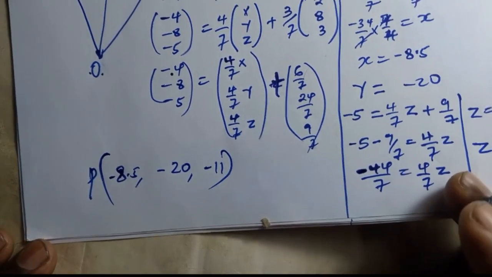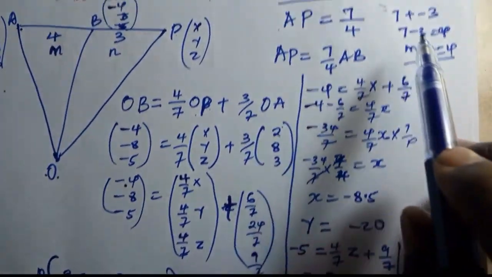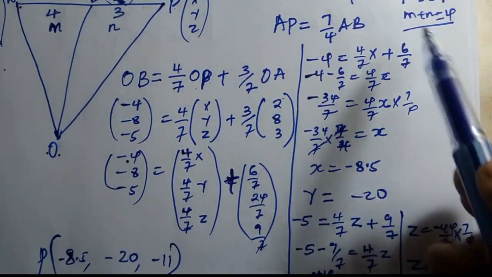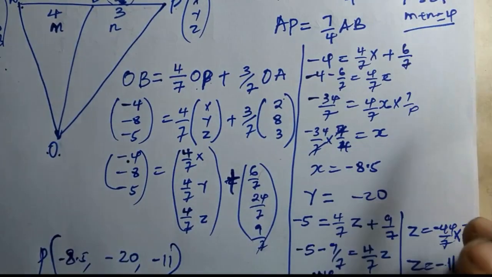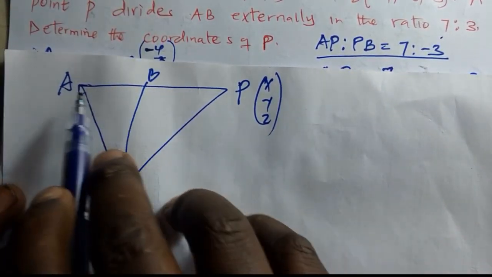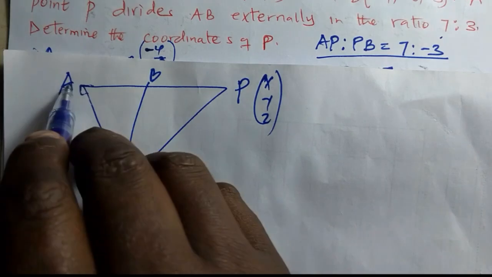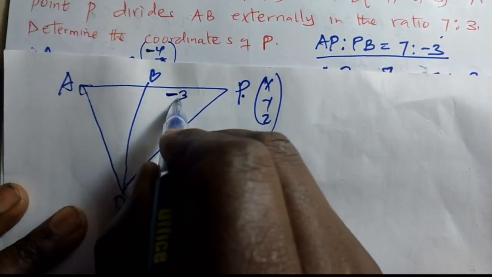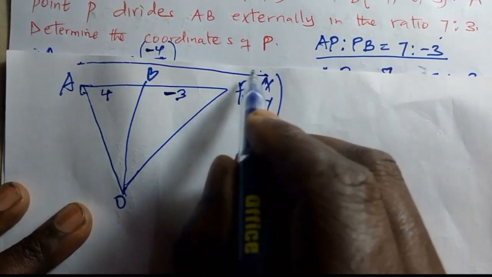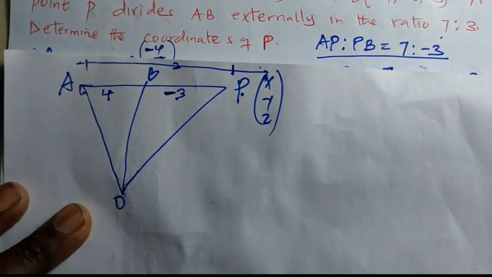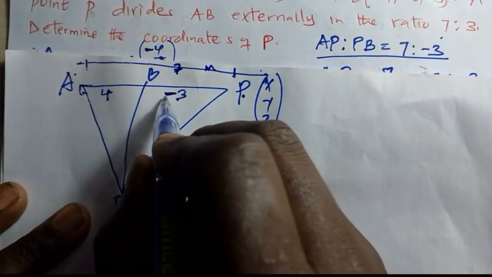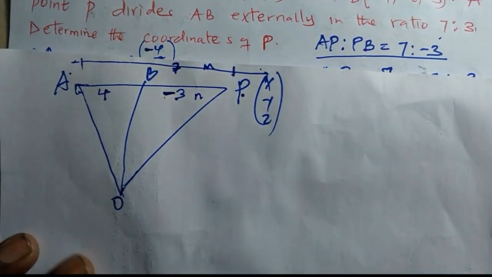There is a way you can do it again directly. If you have understood what I have explained here, it is even more direct than this one. Let me do it that way so that I can get it directly. You need to understand that from A to B is 7, A to P is 7, and P to B is negative 3 because it is external. And if that is the case, this one is 4. But from here up to here is 7. So if you understand like that, then from here up to here is m, and this negative is n. That's how we are going to get our ratio now.